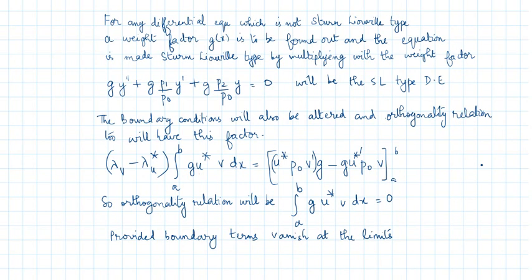So you see that within the scalar product you have this weight factor g coming in, and this is the boundary term within the limits a to b, and orthogonality condition can be arrived at by assuming that the boundary term vanishes at the limits. That's how we arrive at the boundary conditions. That's how we arrive at the orthogonality relation by making this boundary term 0.